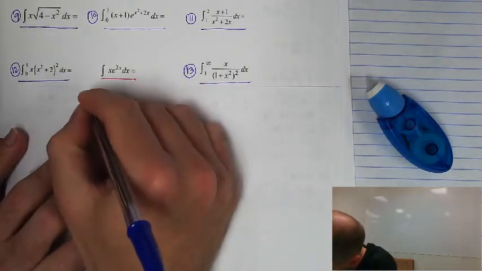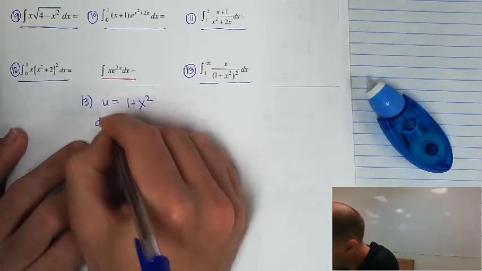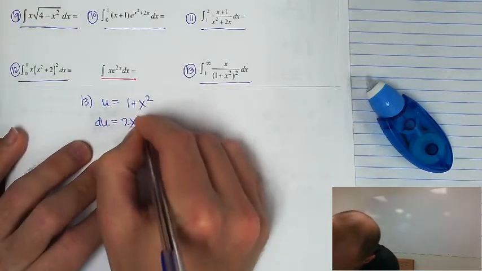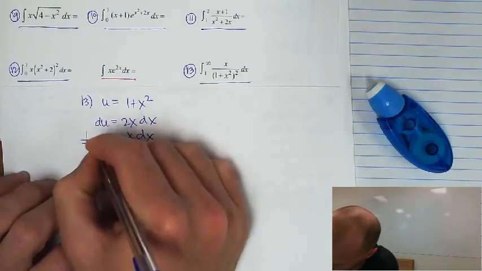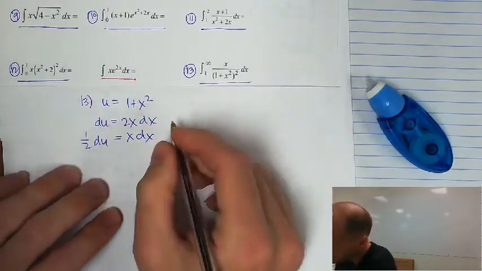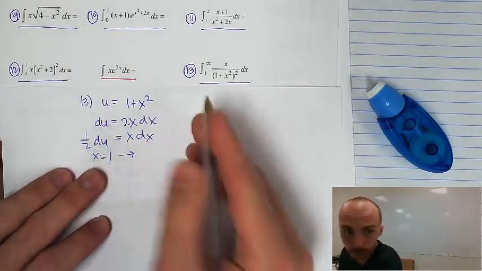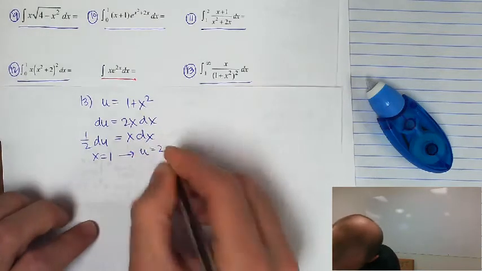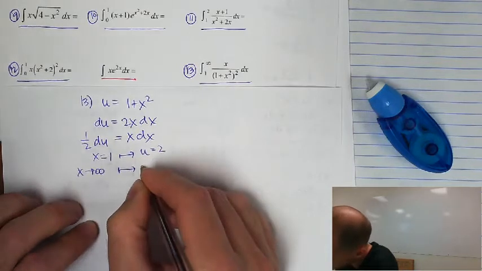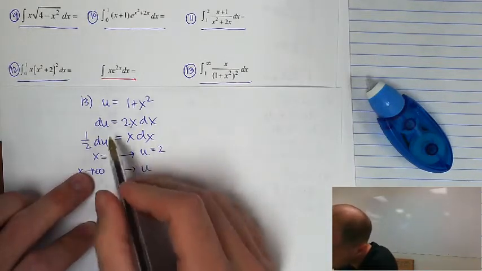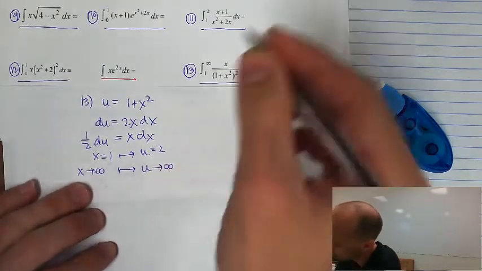All right, for number 13, I'm going to let u equal 1 plus x squared, so that du is 2x dx. All I have is 1x dx, so that's going to be half of du. So when x equals 1, that corresponds to u equaling 2. And as x approaches infinity, that corresponds to u approaching what? 1 plus x squared? That means u is going to positive infinity as well.